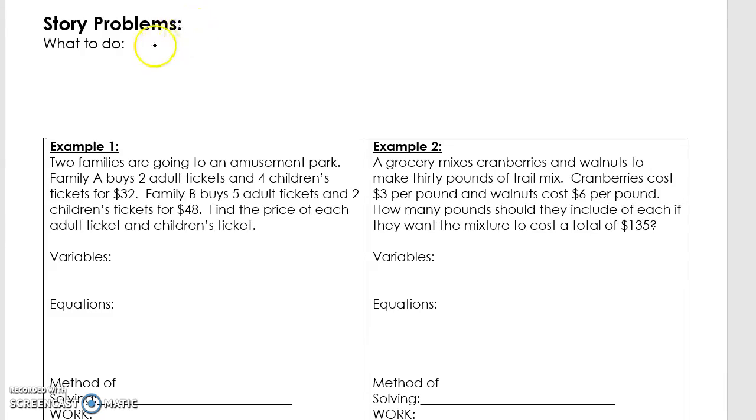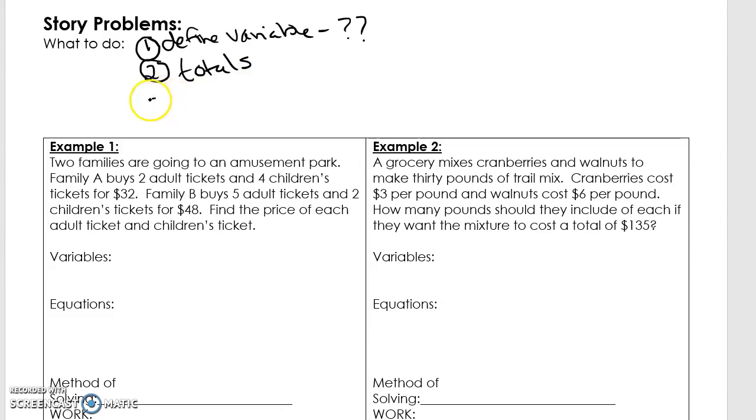So what to do? Number one, you've got to define your variable. Look at the questions. Those questions are going to tell you what you have to find. So define your variables. Number two, look for your totals. The totals are going to be numbers. If you don't have numbers as totals, then you are going to have variables be your totals. I think you have one in your homework today where your variables are your totals.